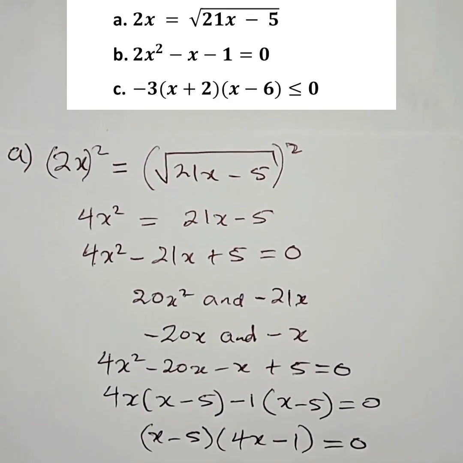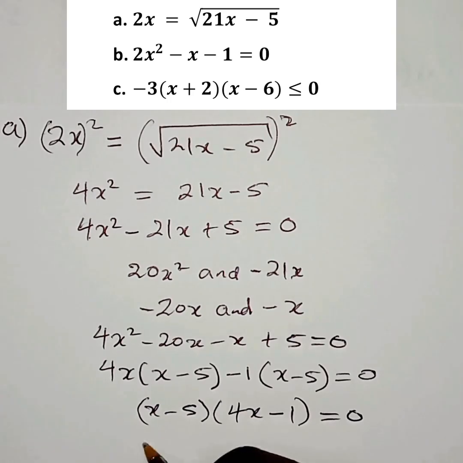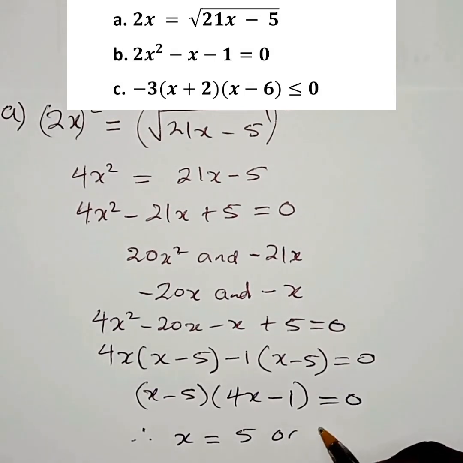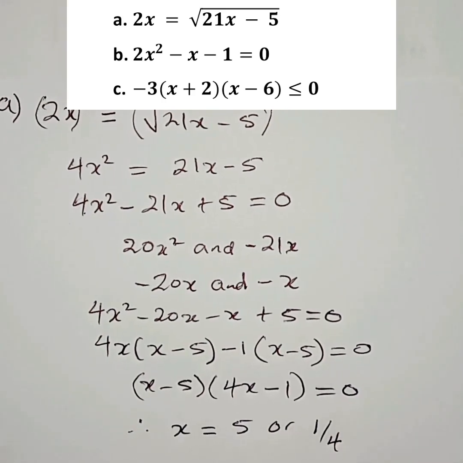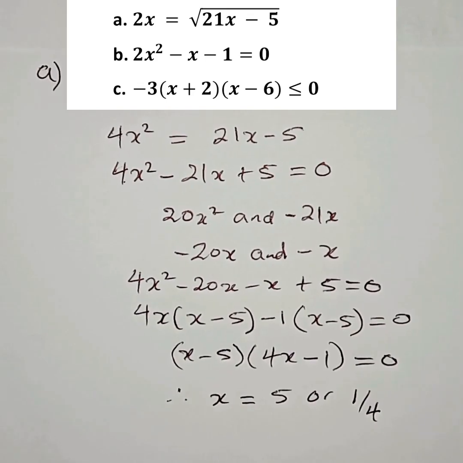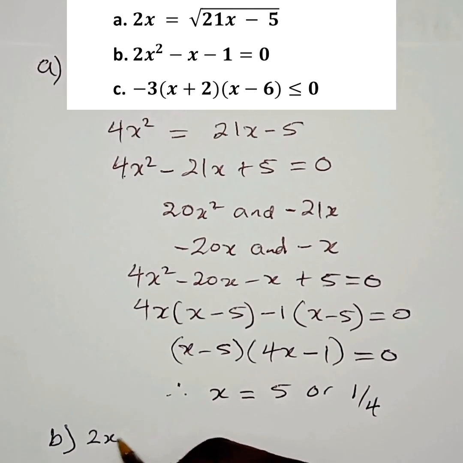Now we can solve the equation. Therefore, we can say now x is equal to 5 or 1 over 4. Okay, now let's look at the second part of this question, and that is B. Now, on B, we have a quadratic equation that says 2x squared minus x minus 1 is equal to 0.